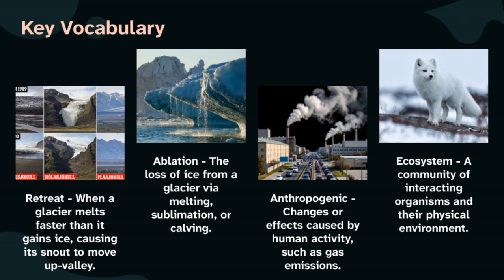The second word is ablation. Ablation means the loss of ice. This can happen through melting, sublimation, or calving. In simple terms, ablation is the part of the glacier system where ice is being lost.